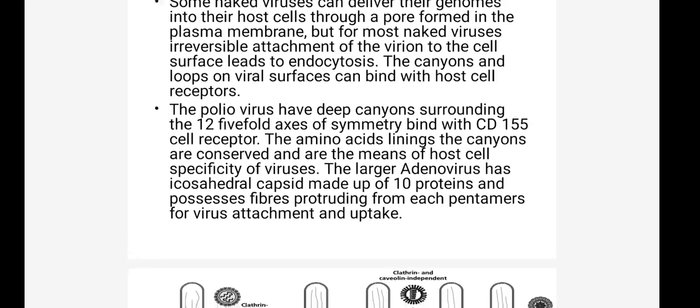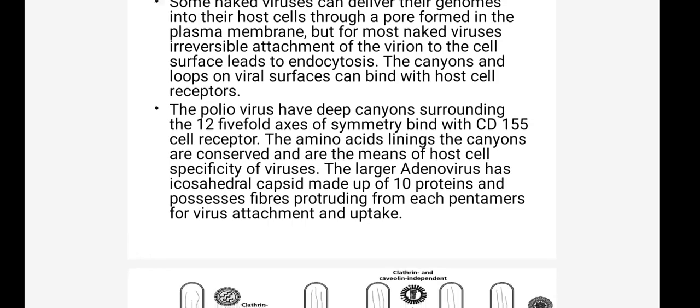For example, the poliovirus has deep canyons surrounding the 12 five-fold axes of symmetry, which bind with the cell surface receptor, that is CD155. The amino acid linings of the canyons are conserved and are the means of host cell specificity of viruses.